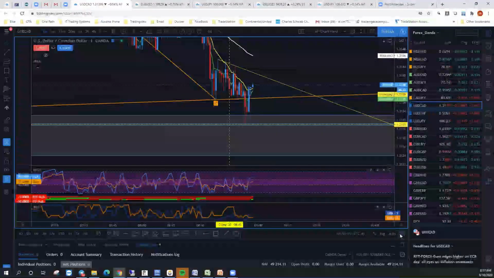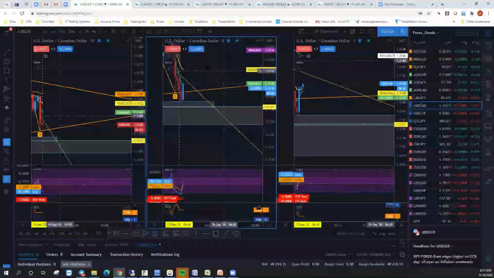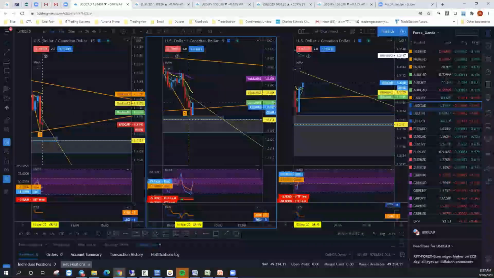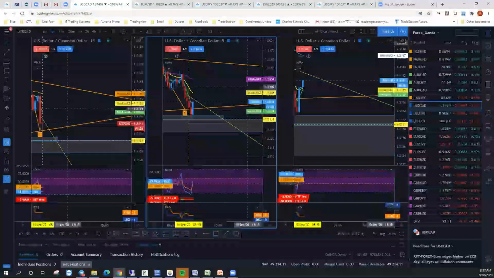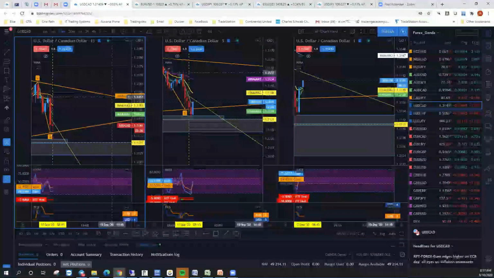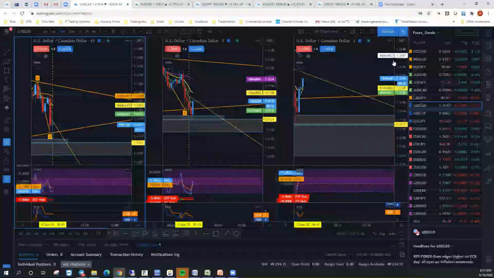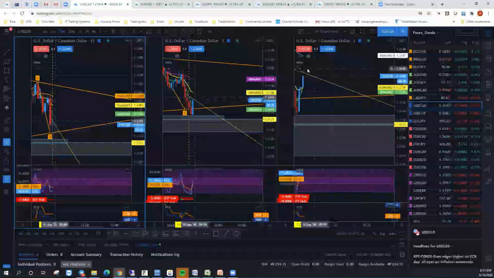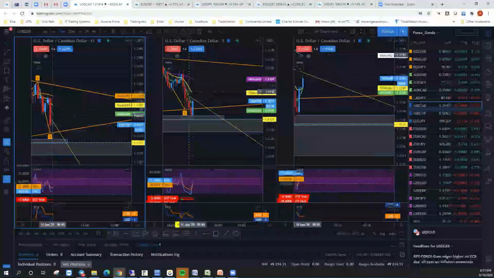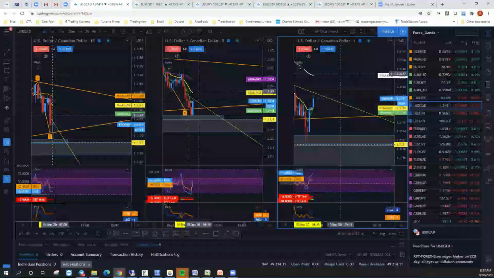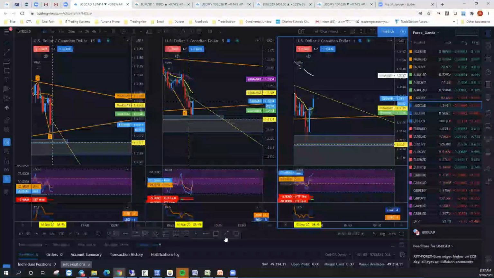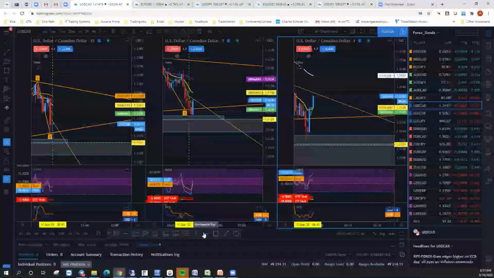Go to our 5-minute chart. All of our moving averages are in the correct direction on the 15, the 5, and the 1. They're all in the same direction. So right now we're looking for a pullback to possibly this yellow area, which is pretty much the same as the 62 on the 1-minute.